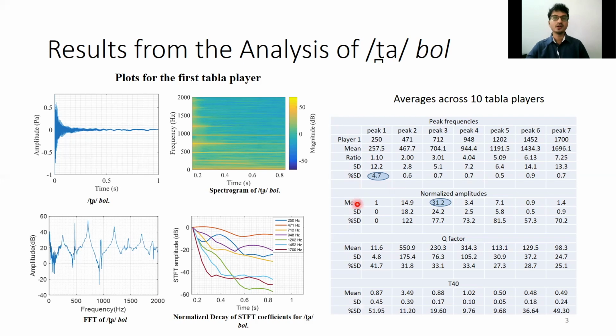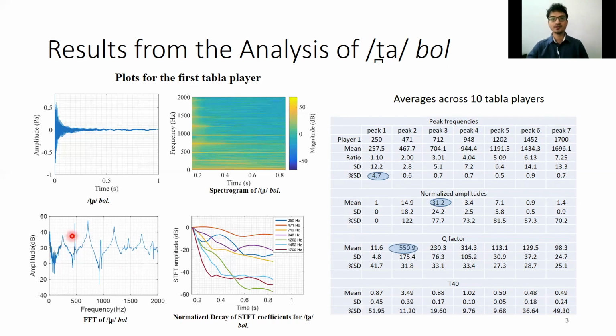The mean of normalized amplitudes observed in the FFT spectrum shows that the third peak is the highest. Mean of Q factor shows that the second peak is the sharpest. This trend can be seen from the FFT of ta bol played by the first tabla player.